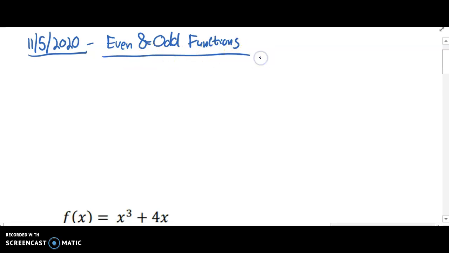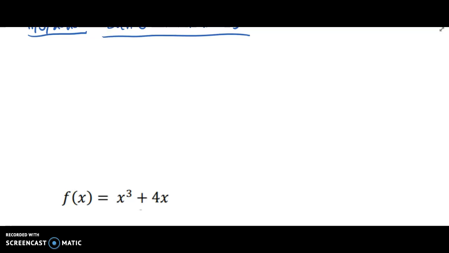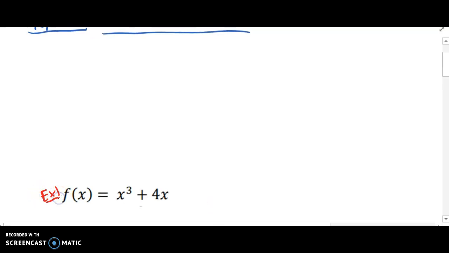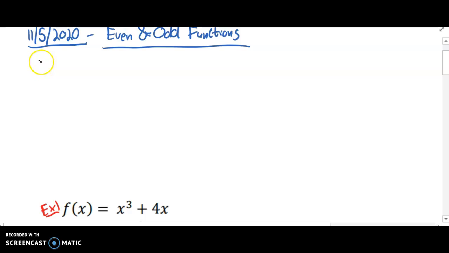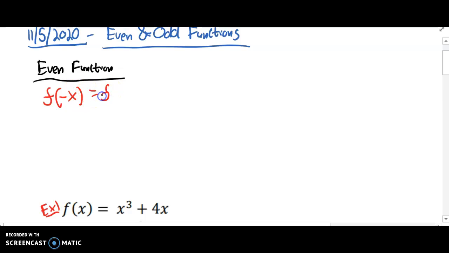Great, we're going to dive in with some definitions. This problem down here will be our first example, but we're going to start with some definitions. Okay, an even function. We test whether or not a function is even by plugging in negative x, and if the function stays the same, just still f of x, then great, it's even. So that's how we test for even functions.